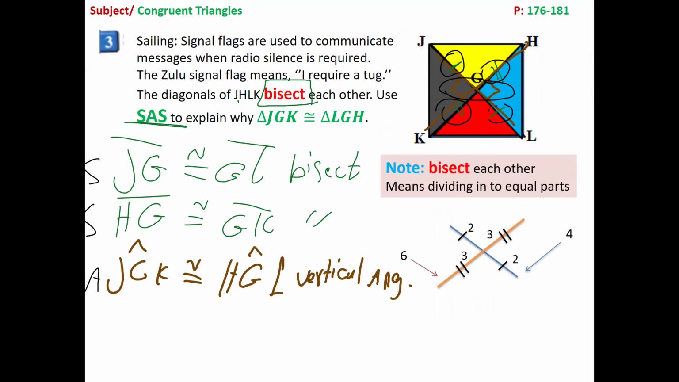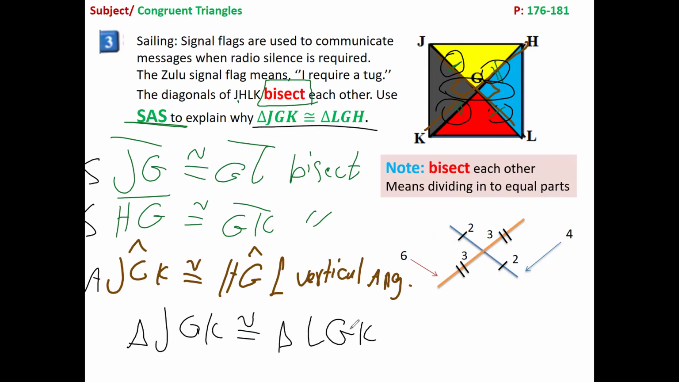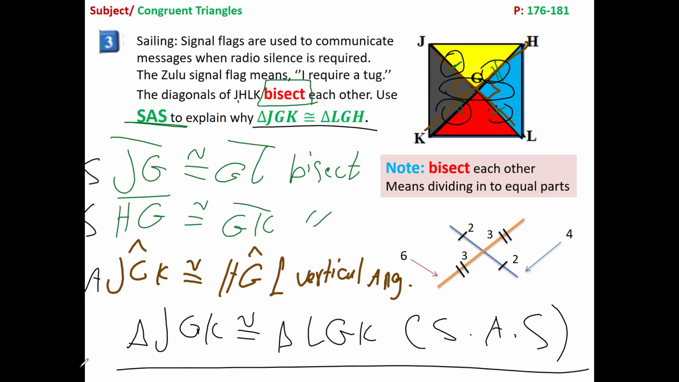So in this case, I can say the two triangles, JGK, which is given here, is congruent to triangle LGK. Why? Because we already proved the side equal to the other side, then the angles are congruent, then the other angle also congruent. So that means the two triangles are already congruent by side angle side. So that's side angle side.